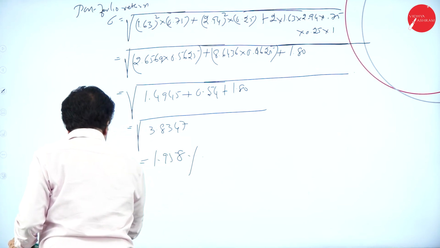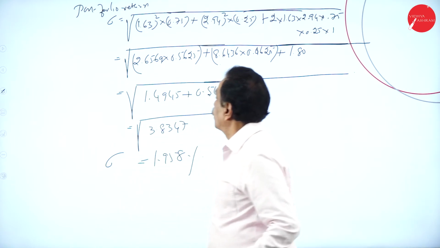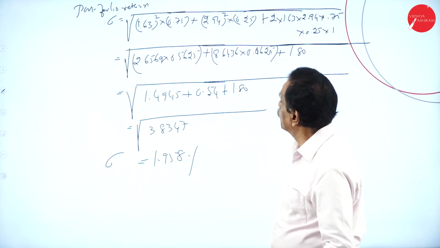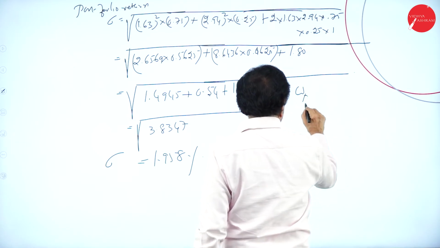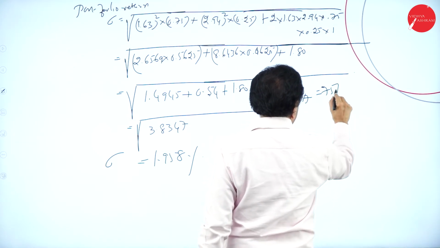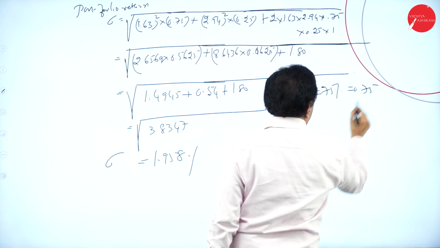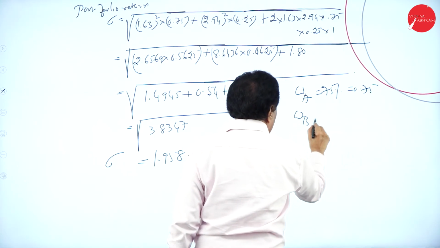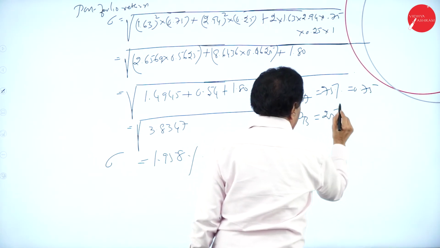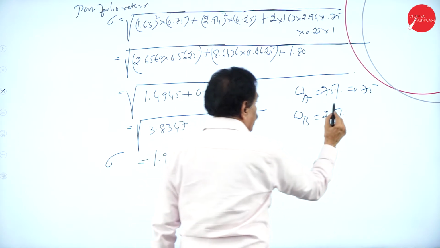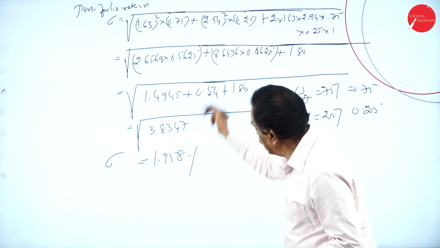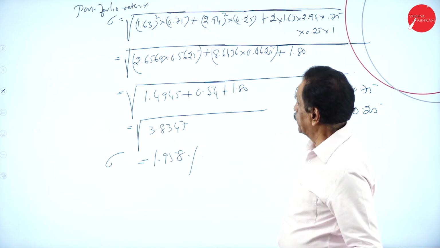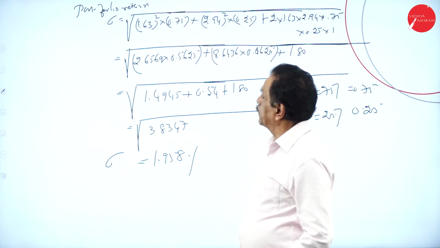That is the risk. So these portfolio returns are considered. Here WA is equal to 75%, meaning 0.75, and WB is equal to 25%, meaning 0.25. Hope you understand this, the risk of portfolio return.